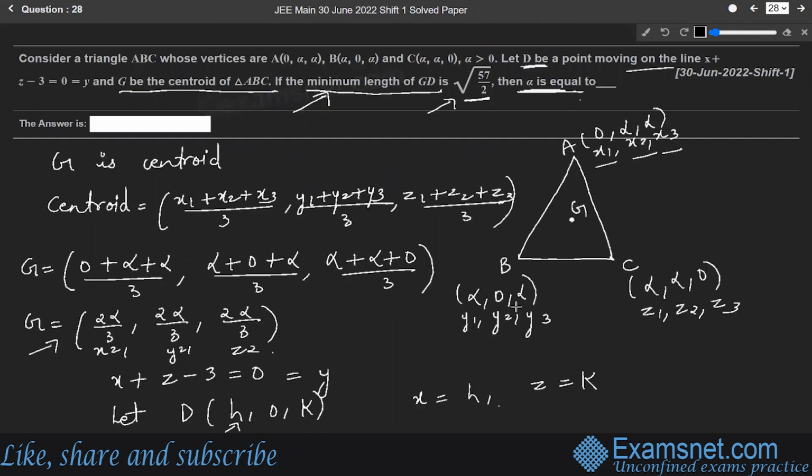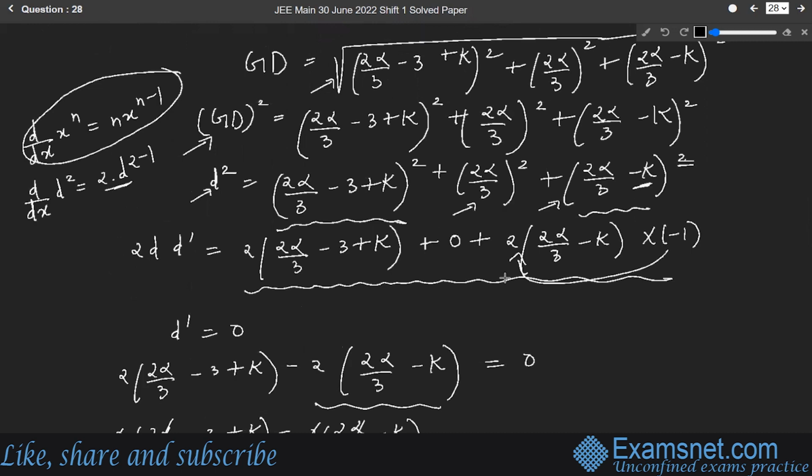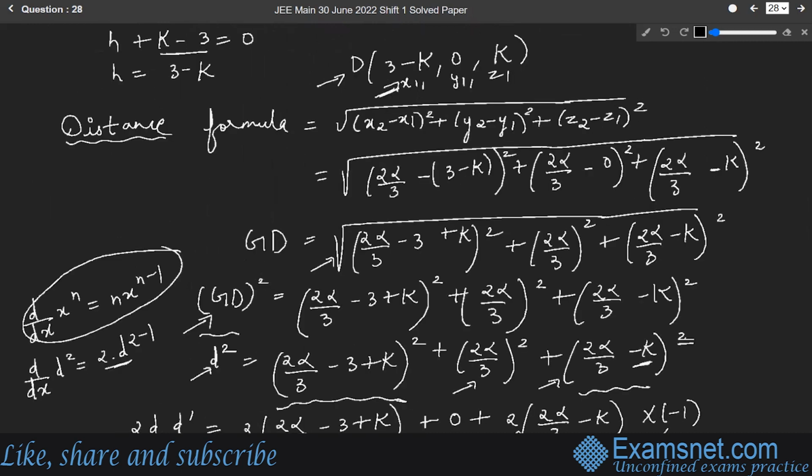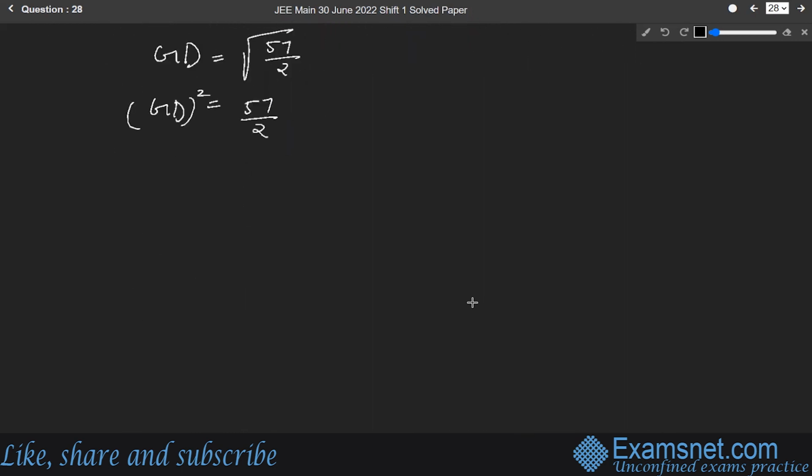Now, one more thing is given here, that the minimum length of GD is under root of 57 upon 2. Okay. So what is the length of GD? It is given that GD is equal to under root of 57 upon 2. It means that GD square will be equal to 57 upon 2. When we square both the sides, then this root will be cancelled. But do you remember we have the value for GD square? This is the value of GD square. So let us substitute this value there, right? So substituting the value of GD square here.